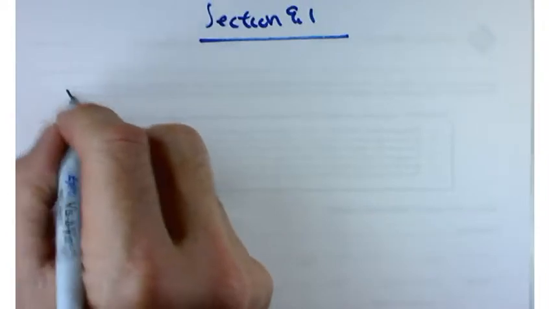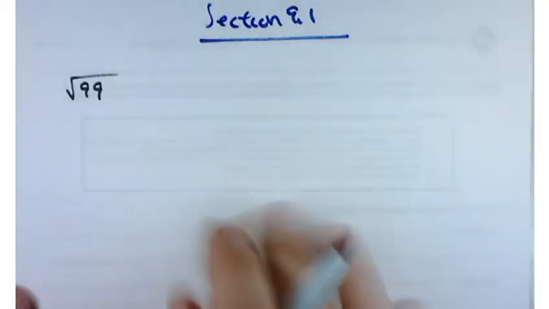We're going to simplify some radicals, starting with the square root of 99.